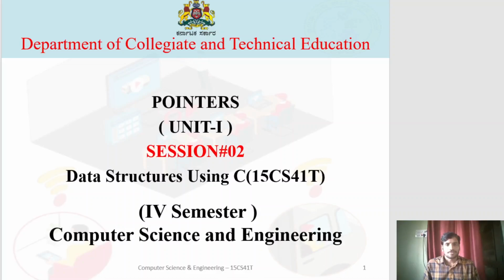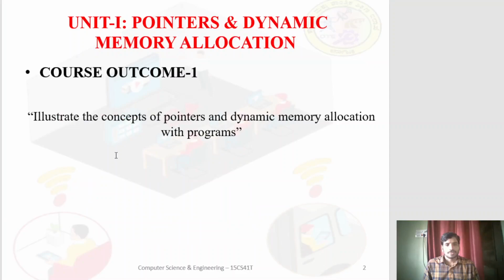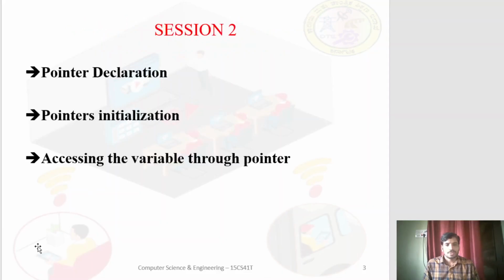Today we will discuss the second session of Unit 1, titled Pointers, of the subject Data Structures using C. The course outcome of this first unit is to illustrate the concepts of pointers and dynamic memory allocation with programs. In the second session, we will discuss pointer declaration, pointer initialization, and accessing the variable through a pointer.